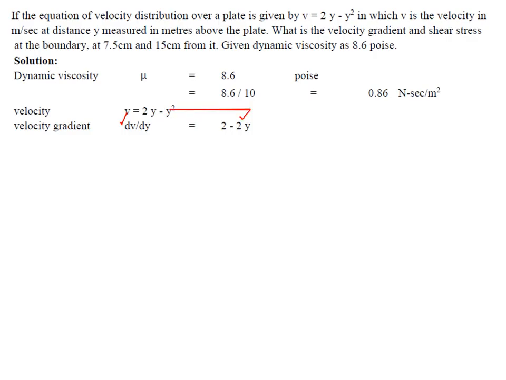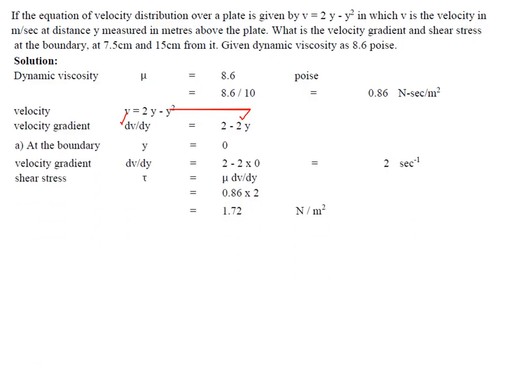Now I want velocity gradient at the boundary, so therefore y has to be 0. So when y is equal to 0, dou v by dou y will be 2, that is 2 per second, or second to the power of minus 1. So shear stress will be mu dou v by dou y. So mu is in SI units, which is 0.86 multiplied by 2. That gives the answer 1.72 Newton per meter square.